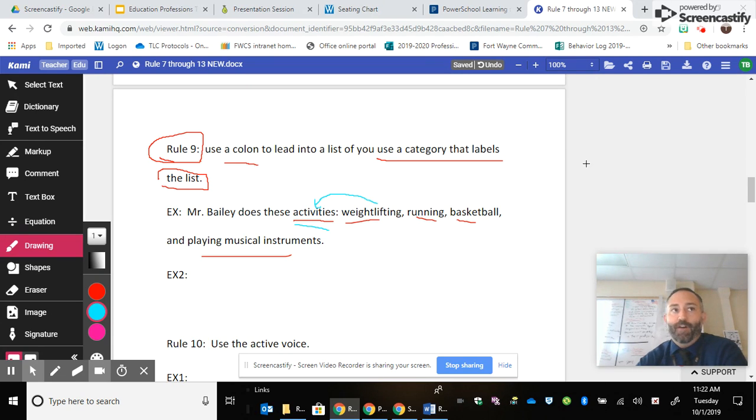Mr. Bailey uses the following tools: colon, screwdriver, wrench, hammer. You see the point, like tools is what the example was. You cannot, however, go Mr. Bailey does weightlifting, running, basketball, and playing musical instruments and use a colon. At that point, that's inappropriate because there's no label there leading into it.